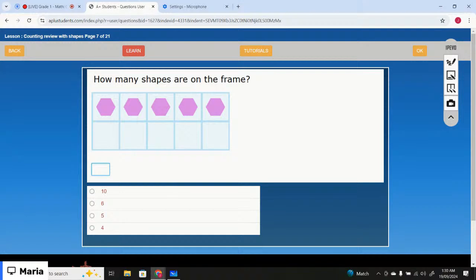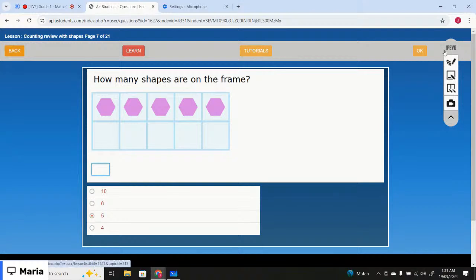How many shapes are on the frame? So which is the correct option? One, two, three, four, five. The frame has 5 shapes. So the correct option is 5. Option number 3 is the correct option. Got it?